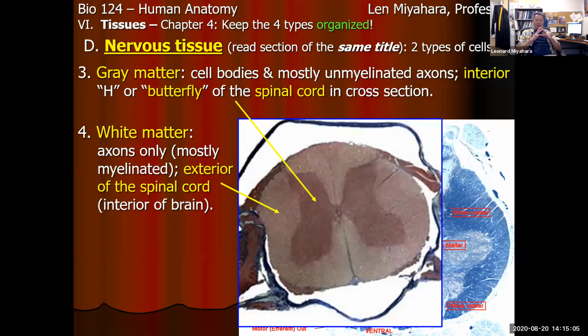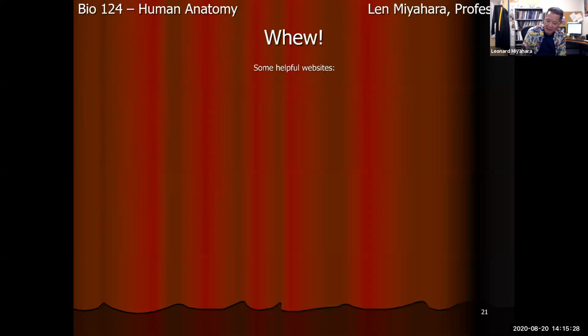Surprisingly, when we get into the brain, the orientation switches. The gray matter's on the outside and the white matter's on the inside. But I'm only for this lab quiz going to use the spinal cord in cross section, and the gray butterfly is in the middle, white matter is around it. Any questions on page 5?